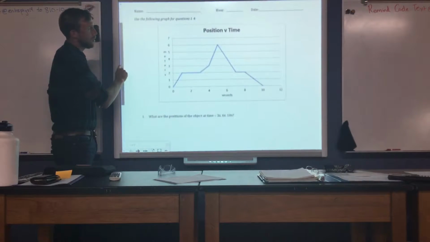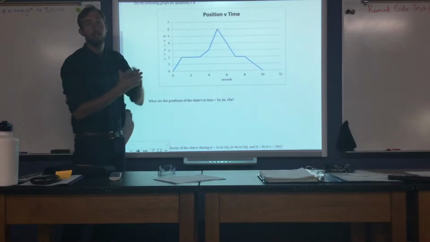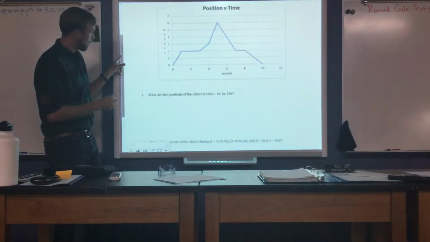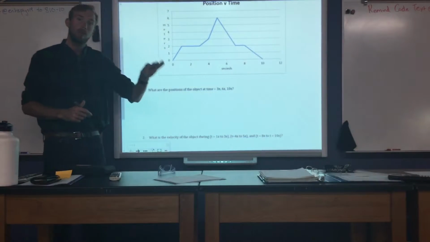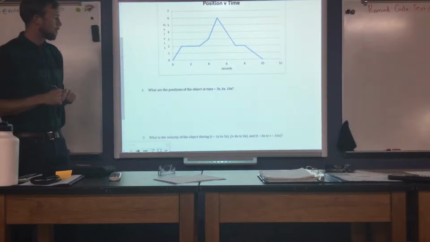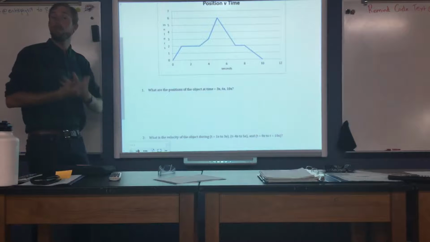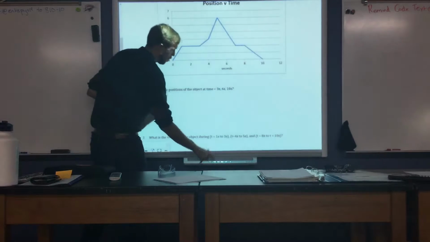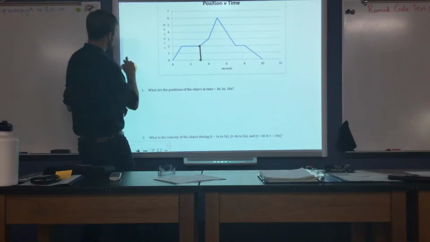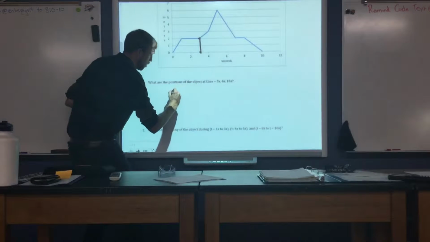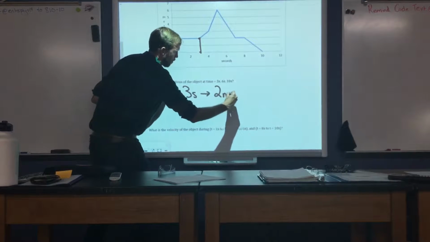So the very first graph that we were given here in our graphical kinematics practice is a graph of position versus time. So if we come down here, question number 1 says, what are the positions of the object at time 3, 6, and 10 seconds? Since our graph tells us about the position, all we need to do here is directly read our points. So I'll go to a time of 3 seconds, right between 2 and 4. Come up to my graph. I'm at a position of approximately 2 meters. So at 3 seconds, my position is 2 meters.